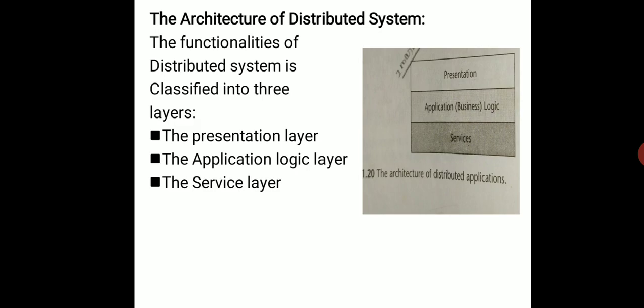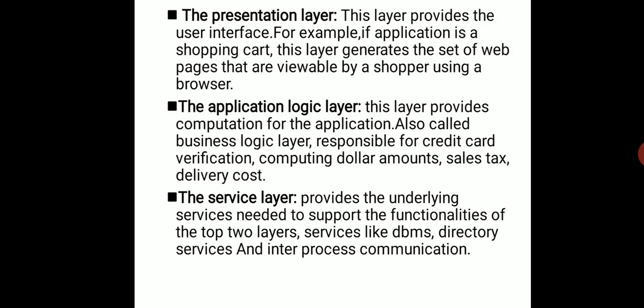So this is what the architecture of a distributed system is: three layers, presentation, application logic, and service layer. The presentation layer provides the user interface. The application logic layer is responsible for computation. The service layer provides underlying services which support the top two layers, like DBMS, directory services, and inter-process communication, that is IPC. Okay.